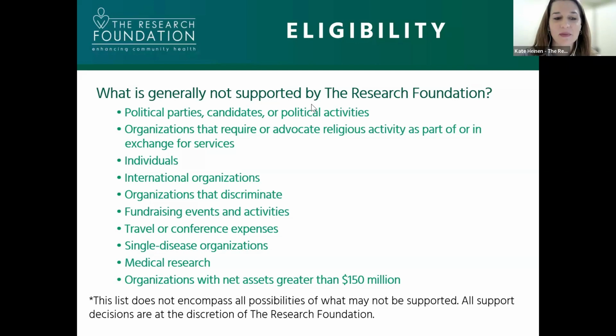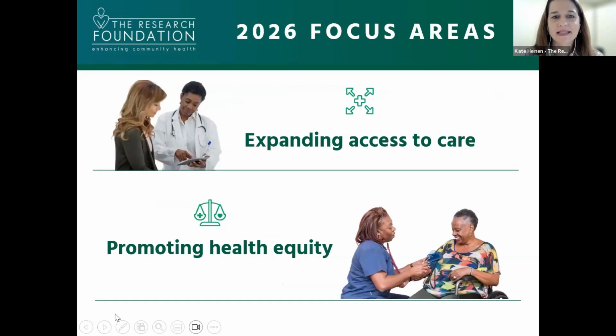So we just want to be really clear about that. And then organizations with net assets greater than 150 million, which we kind of already mentioned. And so, of course, funding decisions are at the discretion of the Research Foundation, and we always want to give that disclaimer, but we also, I think, do a pretty good job of just being really transparent so that organizations can make a really informed decision about whether it's worth their time to apply for a fund from the Research Foundation. We'll go into the next slide.